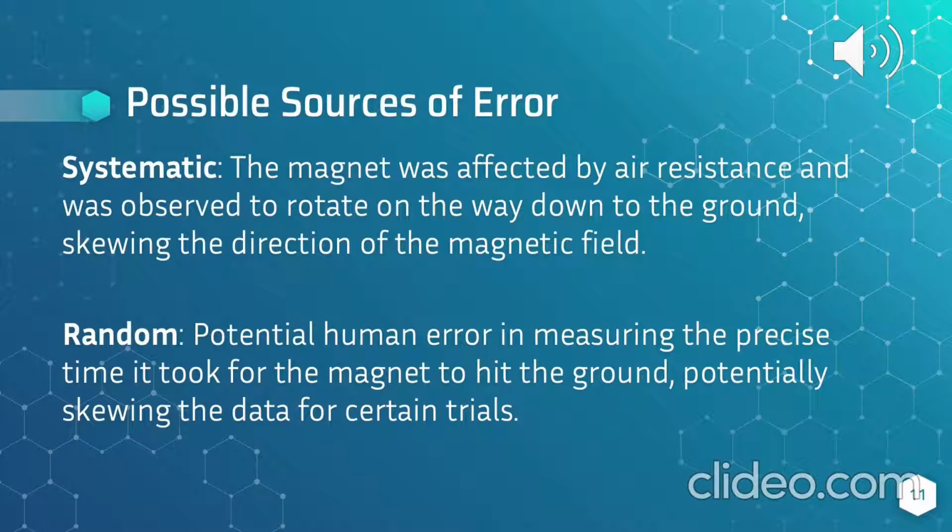Potential reasons for discrepancy include the systematic error of the magnet being affected by air resistance and observed to rotate on the way down to the ground, skewing the direction of the magnetic field. Other random sources of error include potential human error in measuring the precise time it took for the magnet to hit the ground, potentially skewing the data for certain trials of the experimental method.